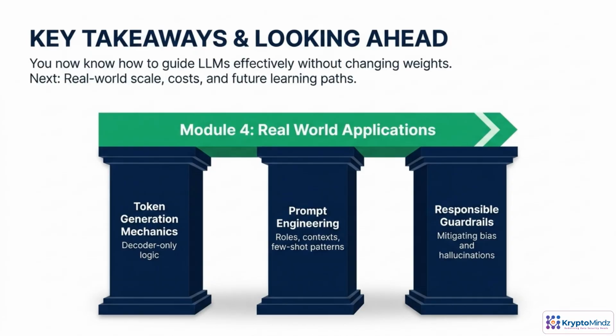You've now seen how decoder-only LLMs generate text and how prompts steer that process. Clear instructions, good examples, and well-chosen constraints make outputs more reliable, but they still require review for errors and bias. Next, we'll connect these skills to real-world applications, look at trade-offs like cost and risk, and point you toward concrete pathways to keep learning.